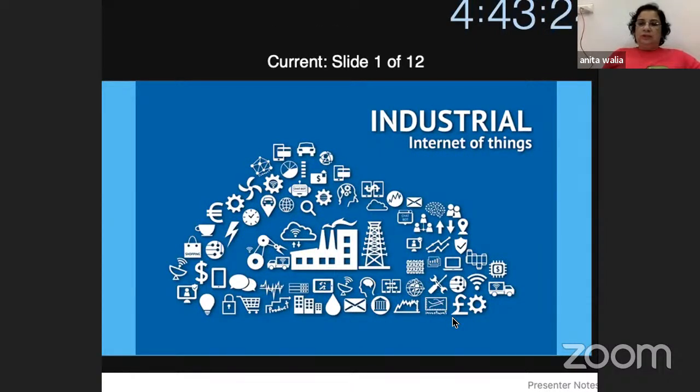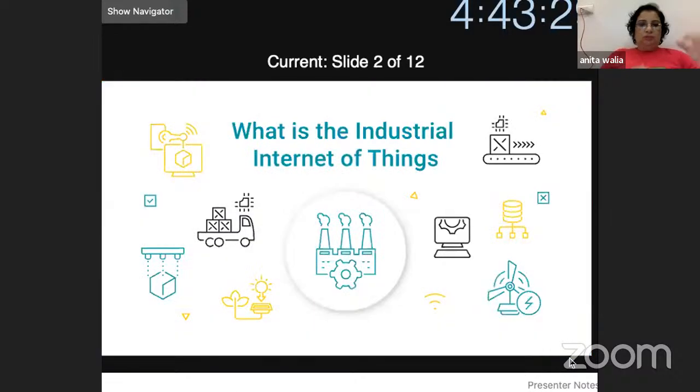So let's start. The topic of today's discussion is industrial IoT. What is industrial Internet of Things, or IoT? Industrial IoT, the short form for industrial Internet of Things, is basically a concept which came up with another term called Industry 4.0, especially in the manufacturing industry.